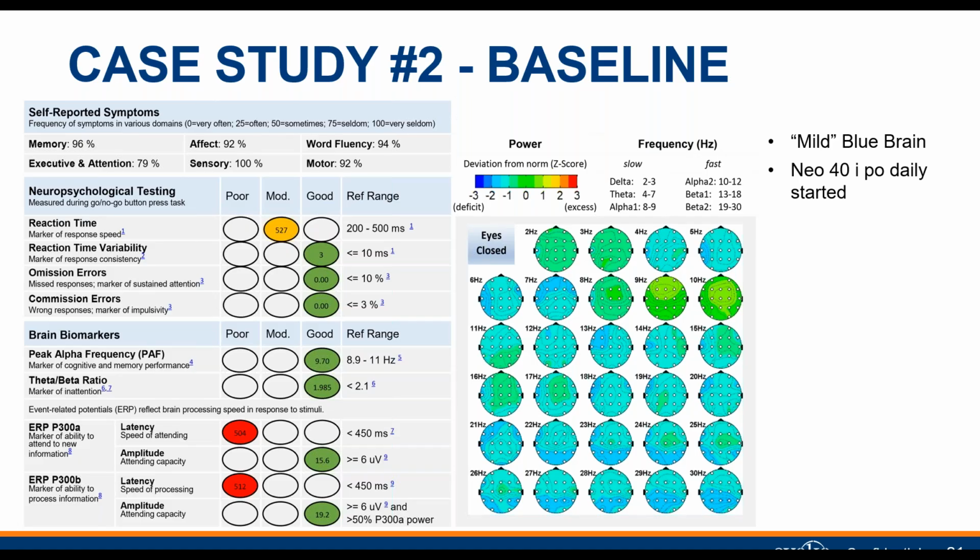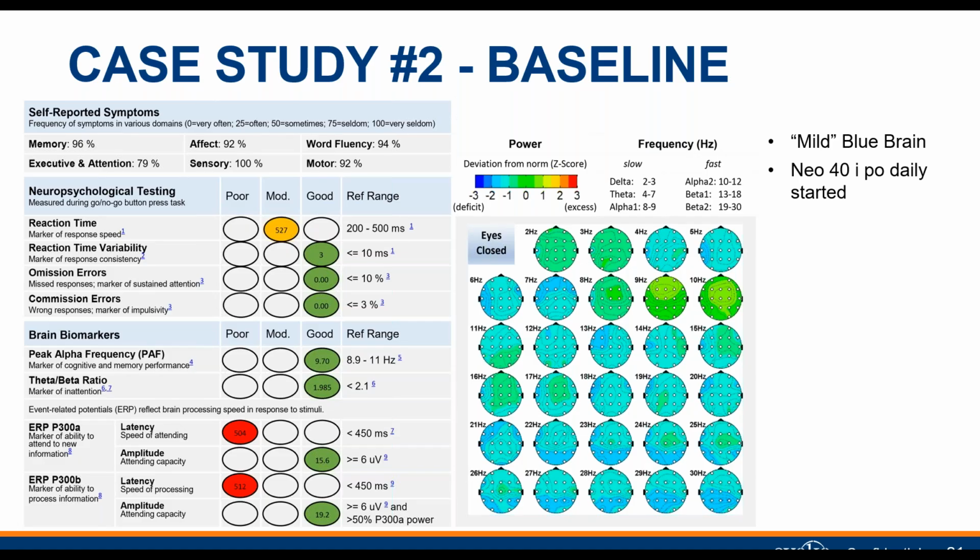And if you look at her brain maps, she's not real marked, but she's got blue brain throughout, so she definitely has a blue head. And again, as expected, her peak alpha is very good, and her P300A and P300B amplitudes are very good, because cognition was not her concern. If anything, it was just mainly fatigue. And so we do see the blue brain kind of throughout there. And she was started on the Neo 40 also, just one a day from the beginning.